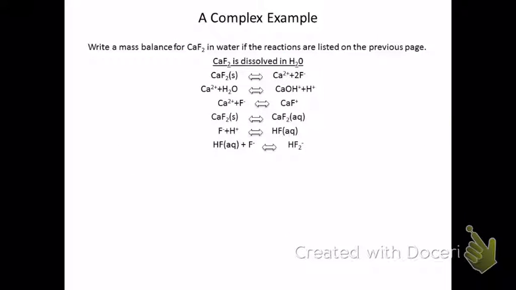So let's take now a look at a complex example. We're going to walk through the steps of the systematic treatment of equilibrium in just a moment. But for now I want to take a moment to just continue reviewing steps 2 and 3. So what we want to do is write a mass balance for calcium fluoride. So that's all things that contain calcium and all things that contain fluoride in water if the reactions below are the important reactions. So you've been provided the reactions. I want you to step through and make sure you understand how to get a mass balance. Pause the video for a moment, try to get those, and then I'll walk through it and you can verify that you got it correct.